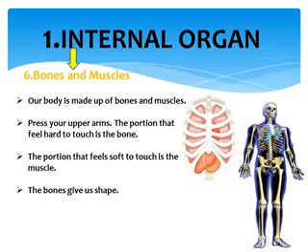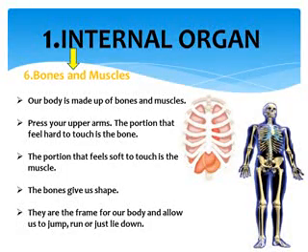So what does a bone do? The bone gives us a shape. You can see the shapes. It gives us the shape of our body. They are the frame for our body and allow us to jump, run, and lie down. Whatever activities you're doing with your body, like jumping, running, lying down, all these works are done by the bones and muscles. So they are the frame for our body.